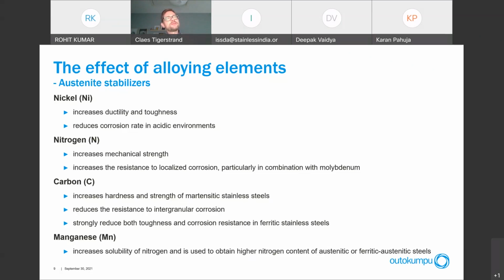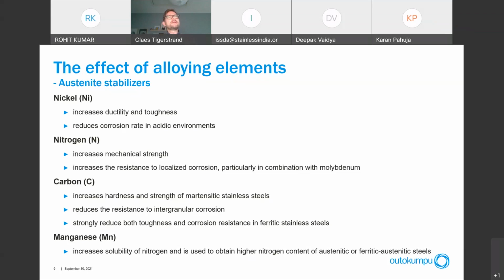Then we have nitrogen. You're adding just a small amount of nitrogen, but it has a beneficial effect both on the mechanical strength, but also on the resistance to localized corrosion, particularly if you combine it with molybdenum, and that is what we will see soon here.